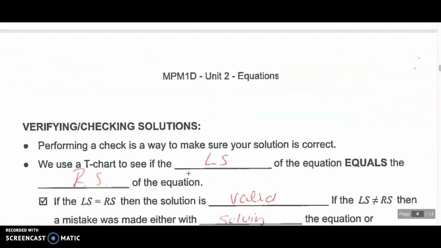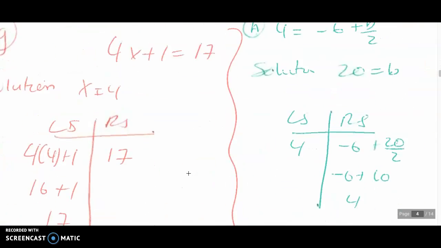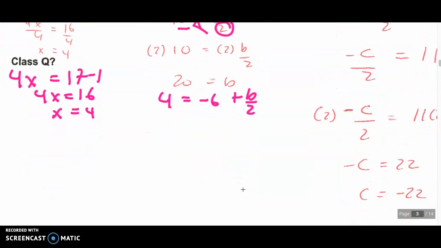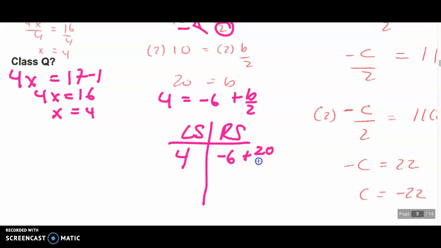So again, we looked at checking. Checking we get into a little bit later, but let's go back to this question here. My initial equation was 4 is equal to negative 6 plus b over 2. To perform a check, we do a left side right side check. So the left side is 4, the right side is minus 6 plus, and we said that b is 20. So we're going to sub in our answer, 20, into the equation. And we have 4 equals minus 6 plus 10.